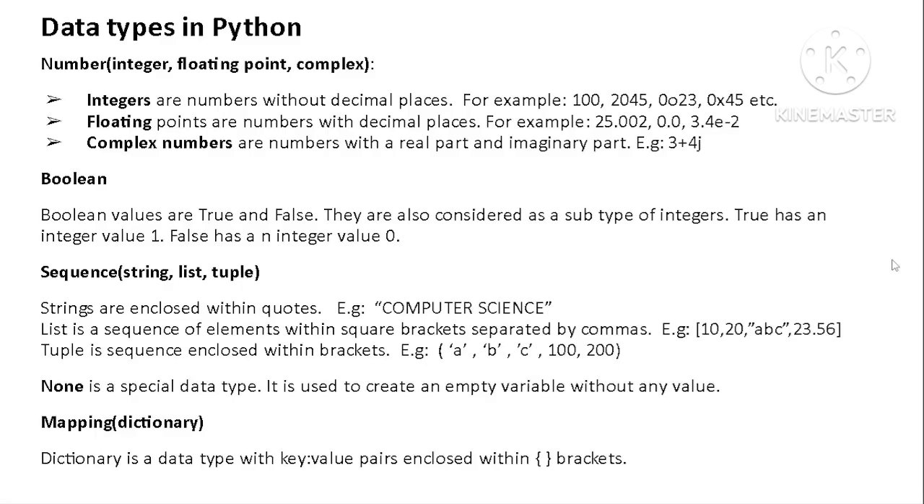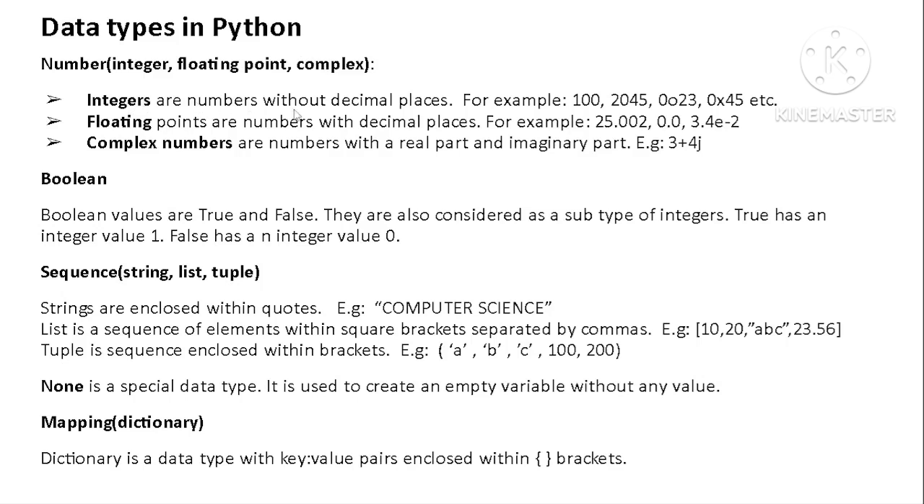The data types in Python are numbers, numeric data type, Boolean, sequencing data type. There is a special data type called None and mapping data types. Number data types consist of integers, floating point numbers and complex numbers.